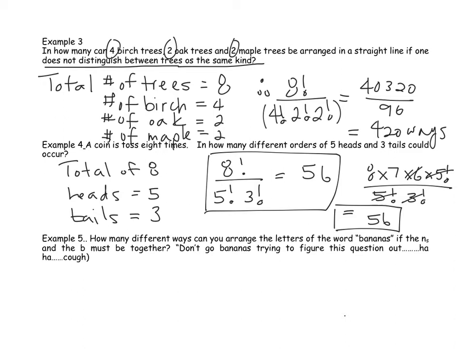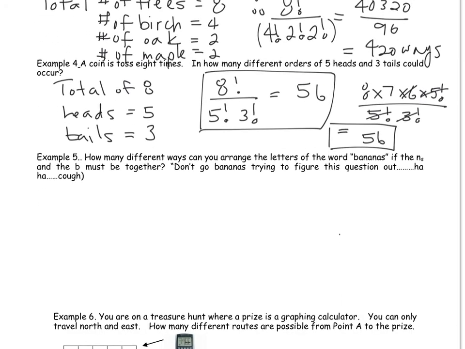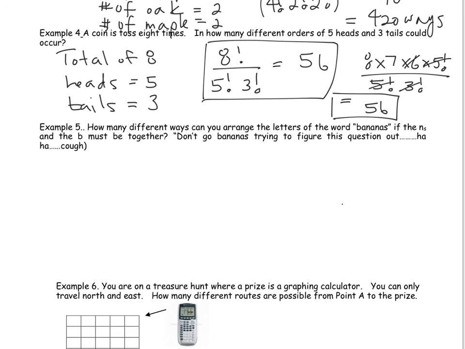Alright, so for example 5, we've got how many different ways can you arrange the letters of the word bananas if the N's and the B must be together?